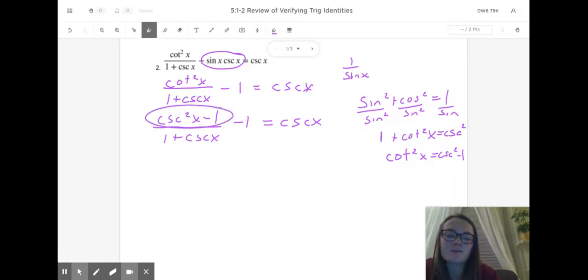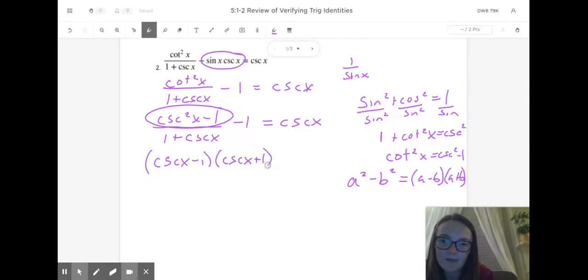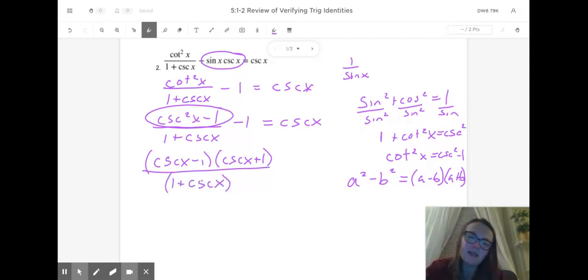This right here actually is a difference of squares. So a reminder, a difference of squares is something like this. a squared minus b squared always factors to a minus b times a plus b. And so if I think of cosecant as a and 1 as b, this is going to factor to cosecant x minus 1 times cosecant x plus 1, and that's all over 1 plus cosecant x. Well, 1 plus cosecant x and cosecant x plus 1 are the same thing. These two quantities are factors. They are multiplied together, which means I'm allowed to cancel them out. I'm going to get cosecant x minus 1 is equal to cosecant x.